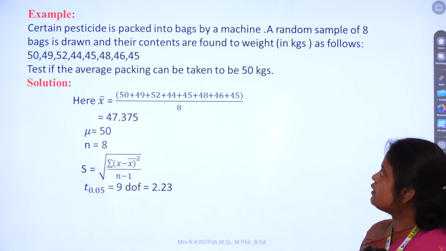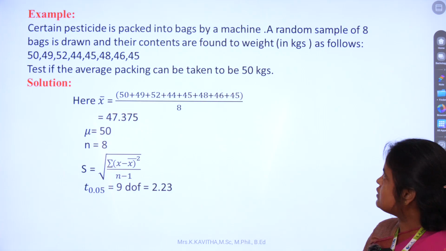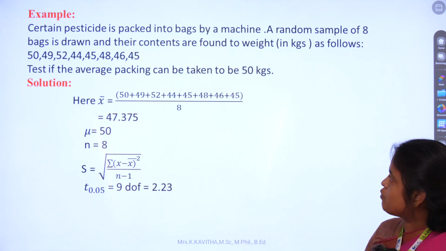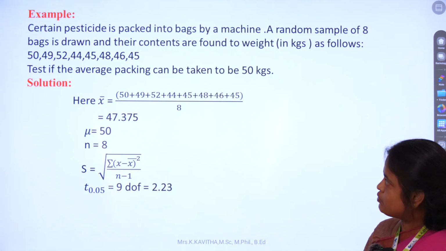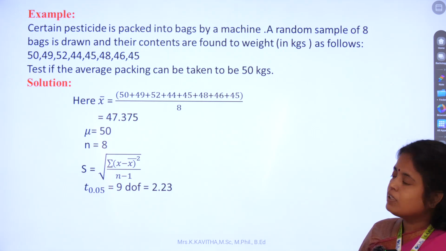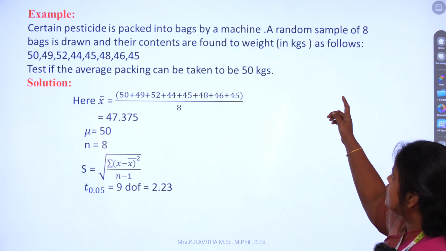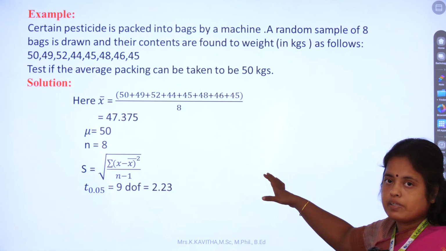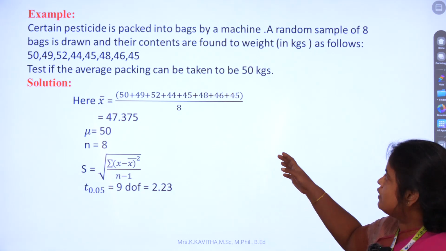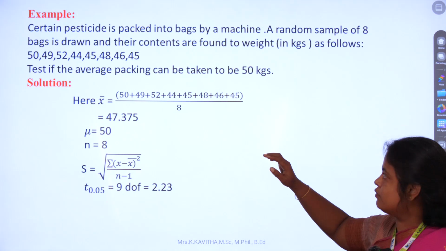A certain pesticide is packed into bags by a machine. A random sample of 8 bags is drawn and their contents are found to weigh, in kilograms, as follows: 50, 49, 52, and so on. Test if the average packing can be taken to be 50 kilograms. First we have to analyze the data given here. The random sample is given, so n equal to 8. The sample mean and the sample SD are not given, we have to calculate them. The population mean mu equal to 50 is given.